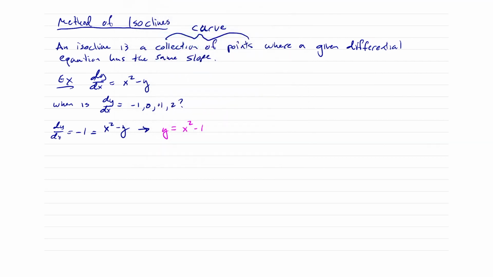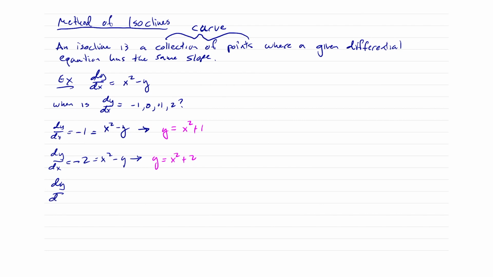All right, now let's take a look at another one. So I'm going to have dy/dx. When is that going to be equal to -2? Well, that's still x squared minus y. In this case, it gives me another equation, another curve: y is equal to x squared minus 2. Or, sorry, that should have been +1, and this should be +2. If only I could do my algebra.